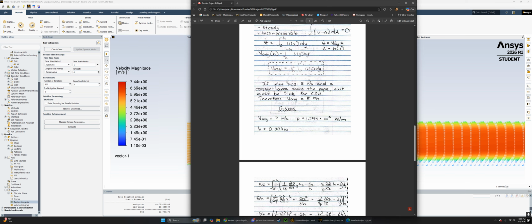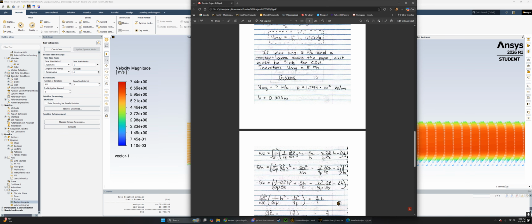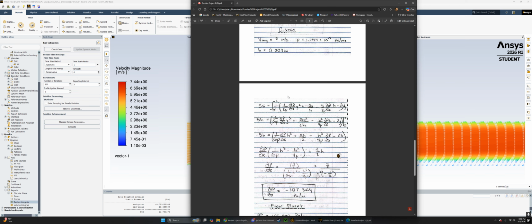We know that if the inlet has 5 meters per second and it has a constant area down the pipe, then the exit's got to have 5 meters per second. Otherwise, for conservation of mass, the flow has to go somewhere, right? So it has to be coming out at the same mass flow rate at the end. So we can say that the average flow rate is the same throughout the entire thing. So we're going to say it's 5 meters per second because that's given to us. These are some of our given values.